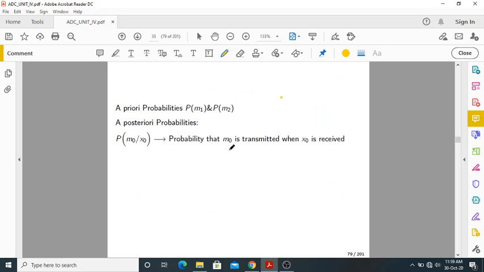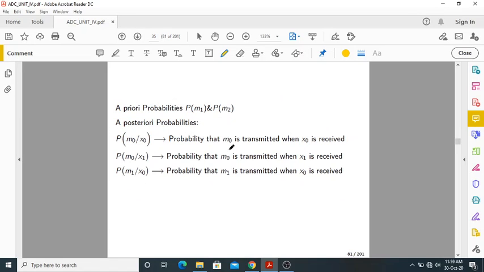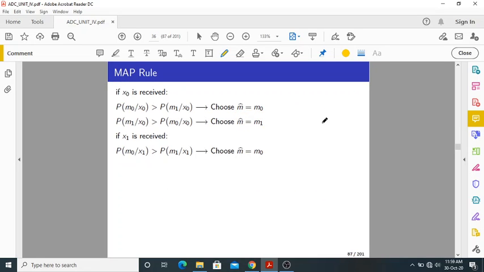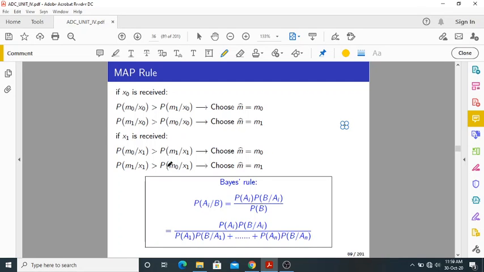So we have to choose which one is having the maximum a posteriori probability. Now we take the decision in favor of that particular symbol. Now the reverse may happen. If x1 is received, we compare these two a posteriori probabilities and we take the decision in favor of that particular symbol. Okay, I hope you're okay with this.